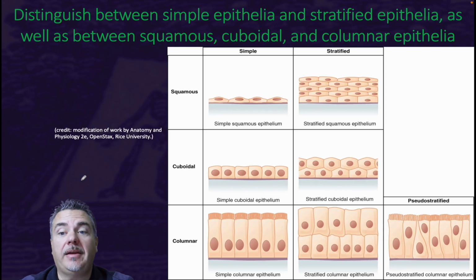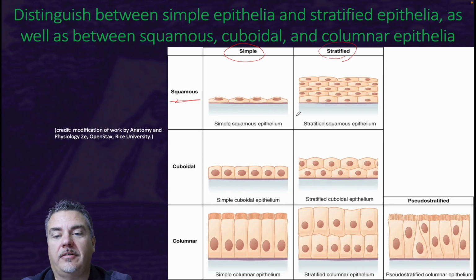And then you can combine these different categorizations. So you can have squamous, which are flattened and thin, in either the simple version, 1 cell layer, or the stratified version, multiple cell layers. Cuboidal in the simple version or the stratified version, and columnar in the simple version or the stratified version.